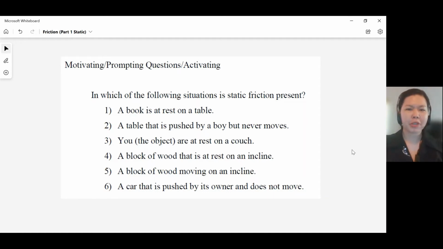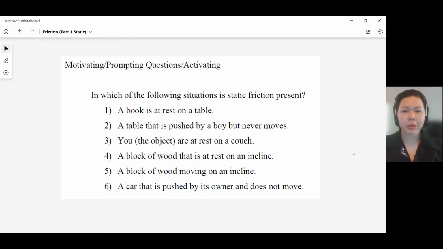Motivating or prompting questions. In which of the following situations is static friction present? Number 1, a book is at rest on a table. Number 2, a table is pushed by a boy but never moves. Number 3, you are at rest on a couch. Number 4, a block of wood that is at rest on an incline. Number 5, a block of wood moving on an incline. And number 6, a car that is pushed by its owner and does not move.